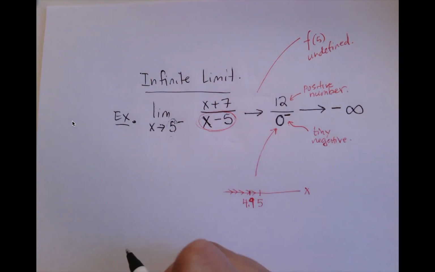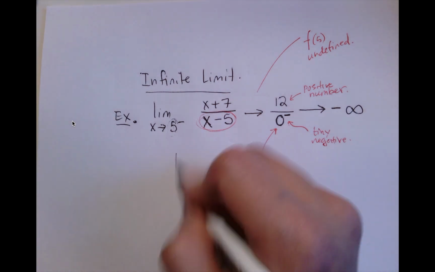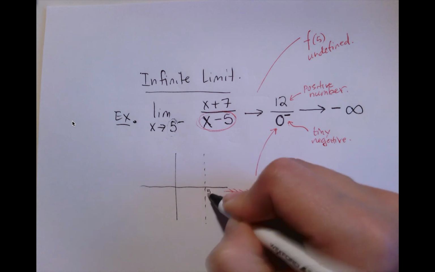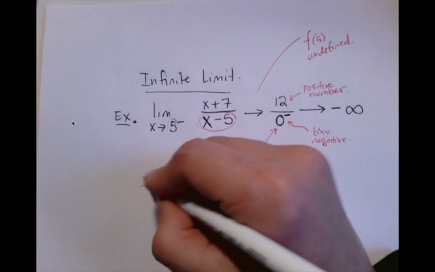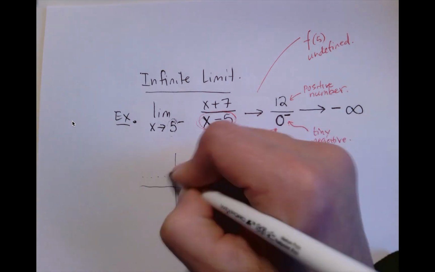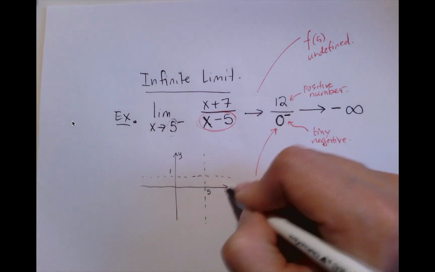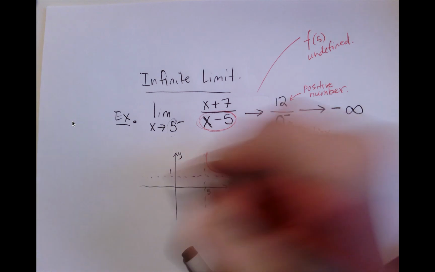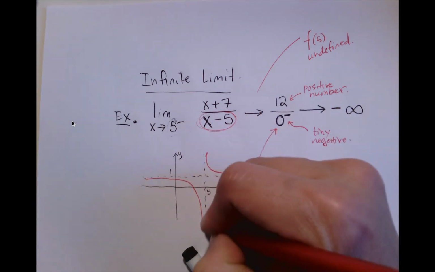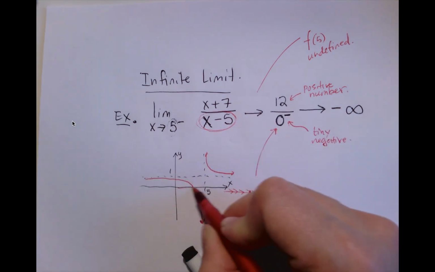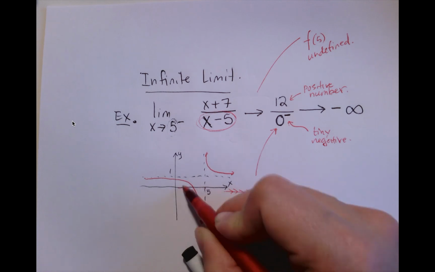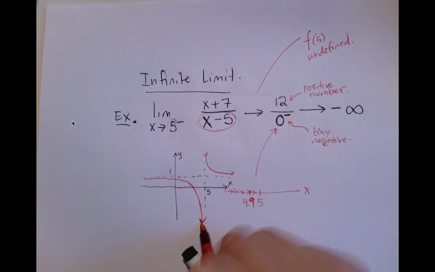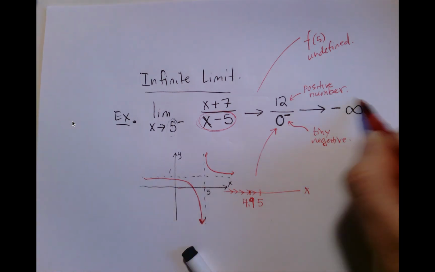Now, you can verify this by graphing the function. If I were to graph this function, it's a rational function. The graph would look something like this. And you can see that as we approach 5 from the left, the graph heads down in this direction. We have a vertical asymptote, and the limit is negative infinity. That's what we captured here.